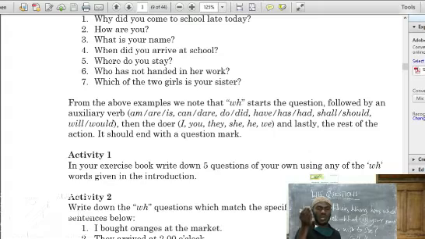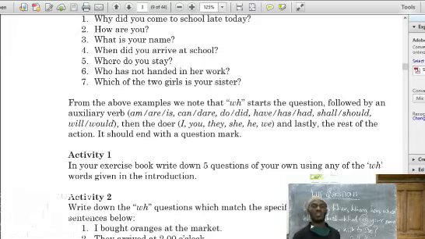Now, our format of the WH questions, we've said that you begin with a WH word, then followed by an auxiliary verb. The auxiliary verbs: we have am, are, is, can, did, do, has, had, shall, should, will, and would. You see? And then the last part of our questions, then the doer.